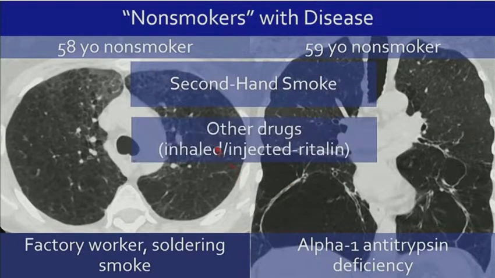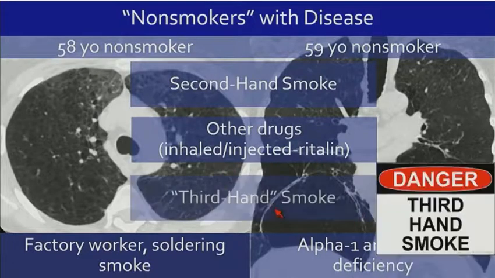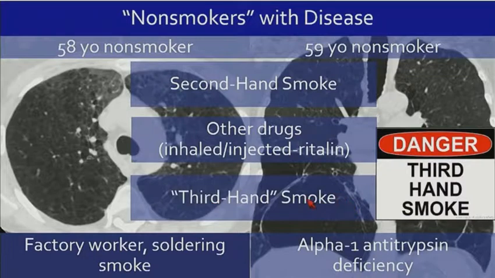Other drugs that we don't think about, inhaled heroin can cause emphysema, as well as marijuana, and injected Ritalin can give you an identical pattern to alpha-1 antitrypsin deficiency. Also, there's a recently described third-hand smoke phenomenon where largely children will actually ingest, due to placing fingers or hands in the mouth, the smoke that deposits on inanimate objects like floors and couches and walls. So this is a relatively new area for exploration that we're going to hear more about in the future.